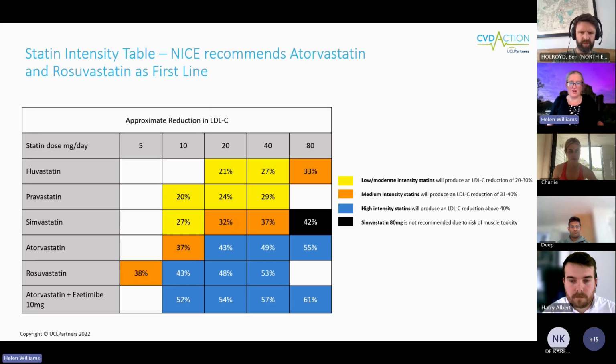And that's partly why NICE recommend Atorva. You can see across the dose range from 20 to 80, you get a much bigger impact with Atorva than you would with Rezuva in primary care, because you really shouldn't be going above 20 milligram routinely without specialist input.